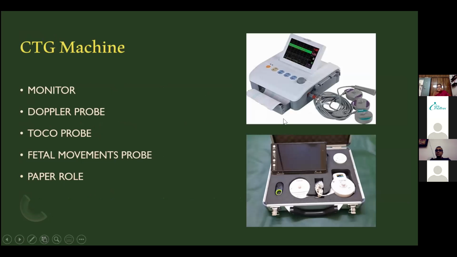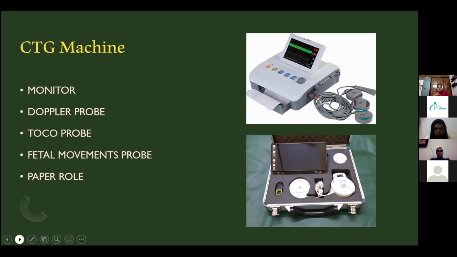So about the CTG machine, you have a monitor. In the new wireless machine, it's a tab actually. It is very convenient and easily mobile. And you have a Doppler probe which picks up the fetal heart sound, a Toco probe which picks up the contractions of the uterus, and a fetal movements probe. In this machine, the fetal movements probe is here. In the wireless machine, it is here. And you have the paper roll.